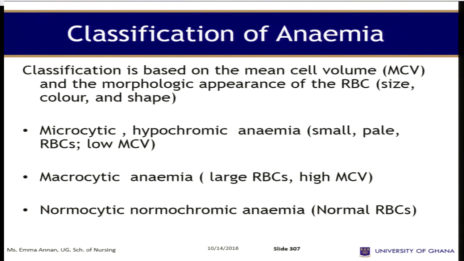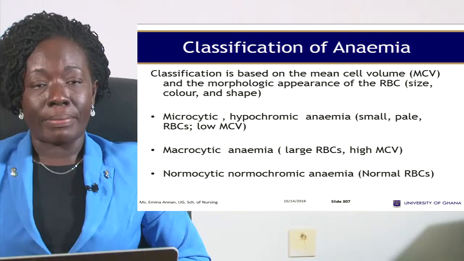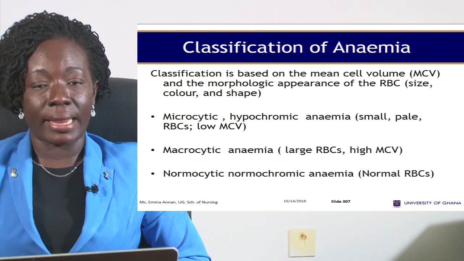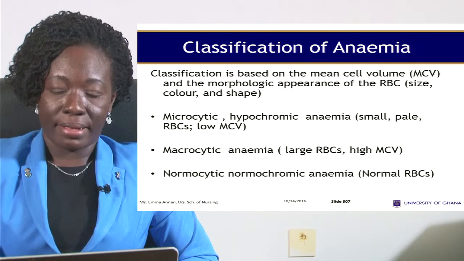So the second one is the macrocytic. The macrocytic is large red blood cells with high MCV. Then we have the normocytic normochromic anemia. That is when you have the normal cells. When you do the lab test, you see that they are normal red blood cells.